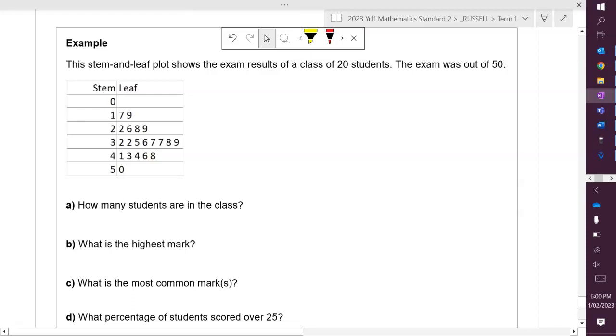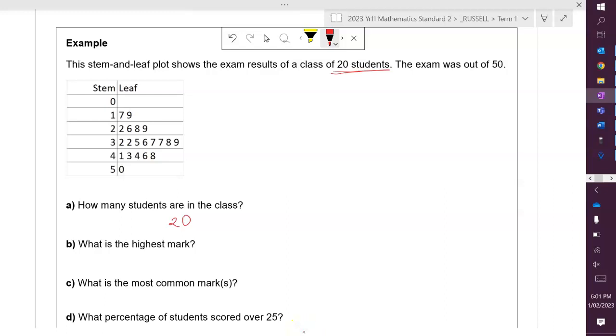This stem and leaf plot shows the exam results of a class of 20 students, and the exam was out of 50 marks. You can see here the stem contains 1 number, which is our first digit, and our leaf also contains 1 number in this instance, which is that last digit. So how many students are in the class? Well, we can look at our question. There are 20 students. Or if the question doesn't say that, we count every number that is in our leaf. And if we count those through, we get 20.